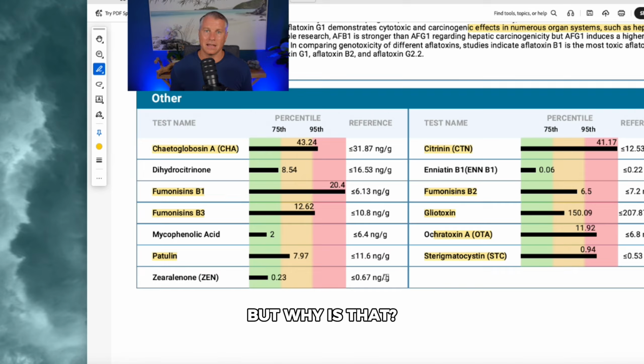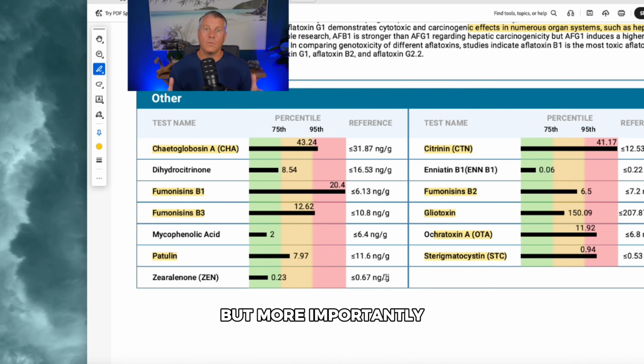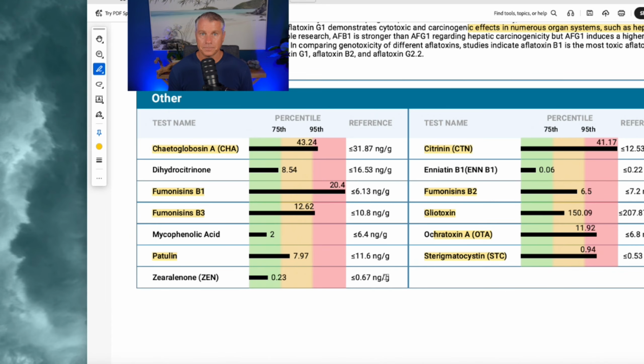But why is that? Why are you not being evaluated for these types of toxicities that are so commonly involved in the inability to regulate blood sugar, but more importantly, involved in the progression of diabetes? Because there's no pharmaceutical drugs to address them. Remember the medical model. No medications, surgery, or injections, they can't help you. So this is so important that we really understand that just by doing the average testing, looking at your blood sugar, checking your A1C, checking your kidney, checking for whatever else they're checking for on your blood test, that is not evaluating you for cause.